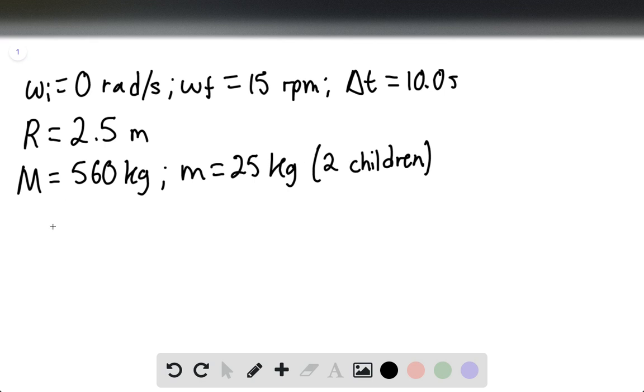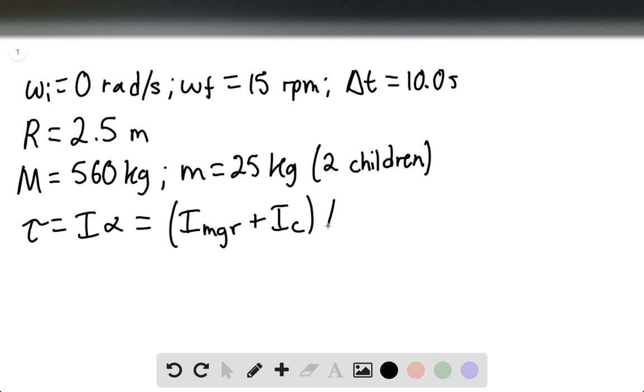So in order to find the torque, we know that the torque is going to be equal to the moment of inertia times alpha. This will be equal to the moment of inertia of the merry-go-round, we'll denote that as I sub mgr, plus the children, I sub c, times alpha. So alpha is delta omega divided by delta t.